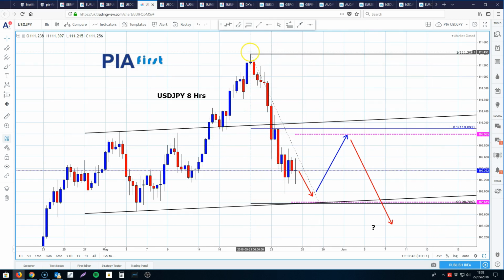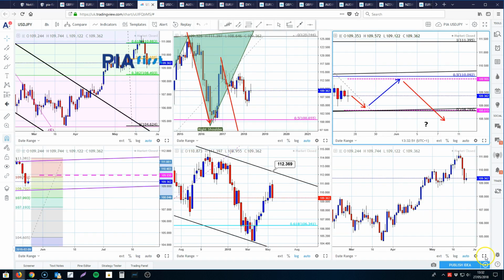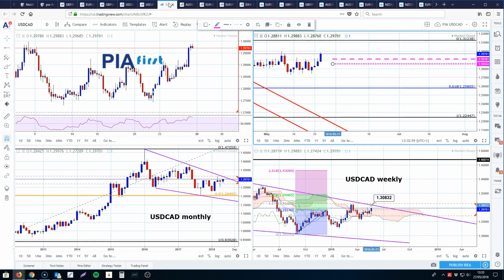So the bias for dollar yen at the moment is really intraday, like I said, to buy dips, but then medium term to sell into rallies for a bigger move lower. And obviously it's one that we're really going to monitor very closely on Monday and Tuesday of next week.